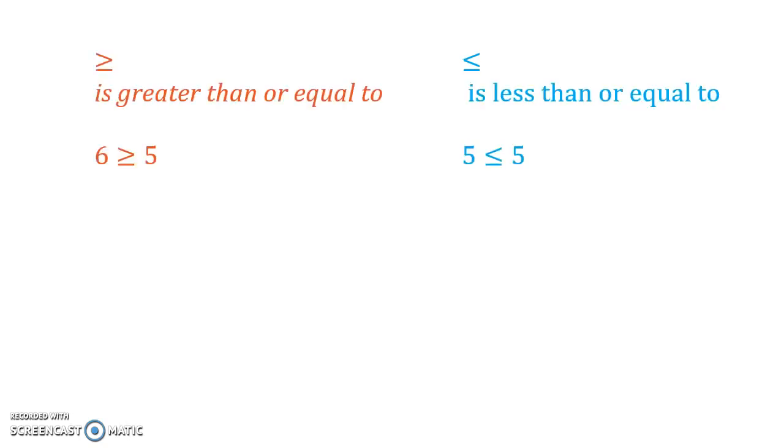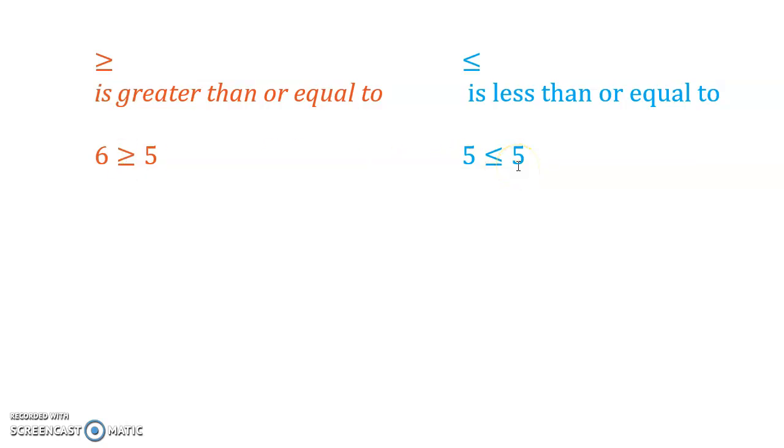Now let's look at the following two inequality signs. The red one on the left is greater than or equal to, and the blue one on the right is less than or equal to. One example with greater than or equal to is 6 is greater than or equal to 5. This is a true statement because 6 is greater than 5, right? So it satisfies one of the two conditions. 6 is greater than 5.